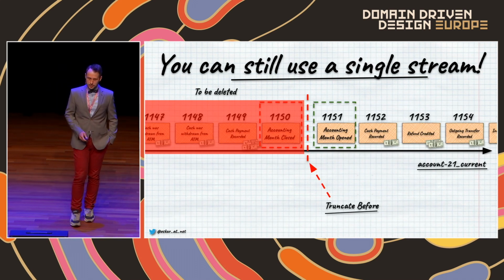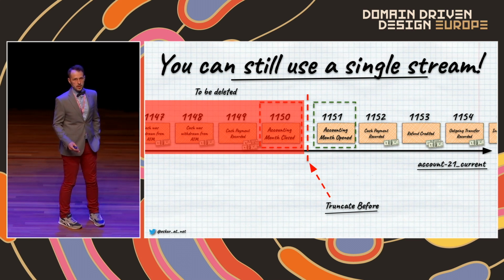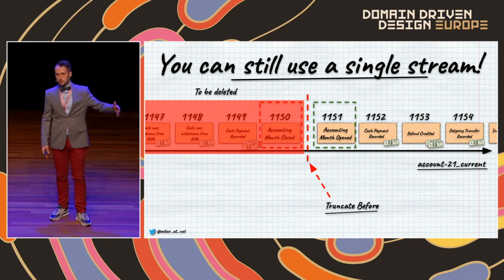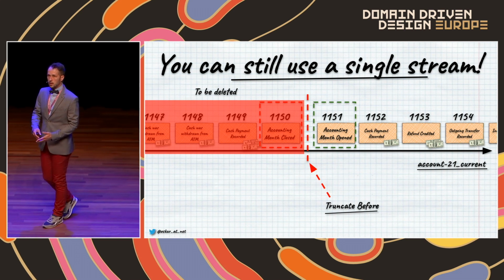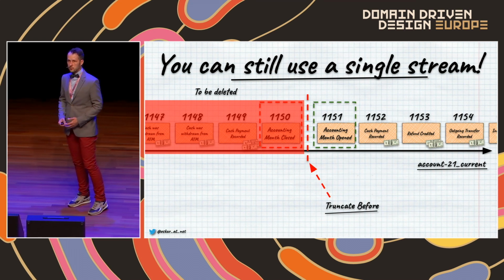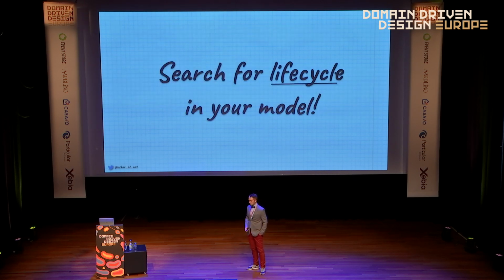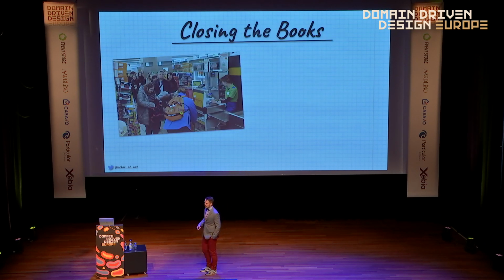And you can still use some other tricks, different tactics for how to close the books. You can use multiple streams, you can use a single stream. I encourage you to play with that and see what works for you. What's more, you don't need to use the same strategy for all places. You might use different strategies for different use cases. So search for the life cycle in your model, because as I mentioned, in most of the domains that I know, there are those life cycles.